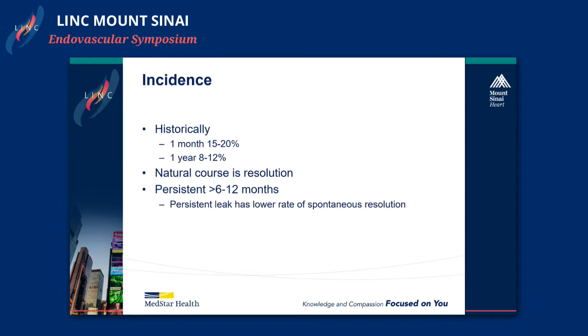Historically, the rate of type 2 endoleaks right after the EVAR procedure at 1 month is typically about 15 to 20%. At 1 year, that rate will decrease to about 8 to 12%, and so you see the natural course is of resolution of these endoleaks. However, we do know that if these leaks persist, especially greater than 6 to 12 months, those leaks will have a much lower rate of spontaneous resolution. The question then is, why do anything?